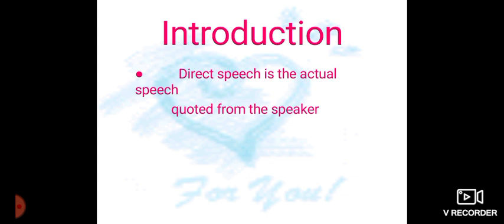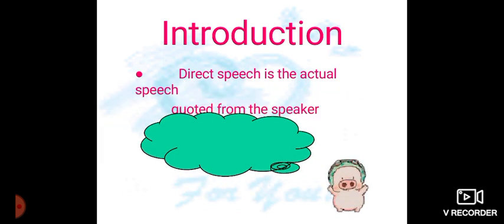First, we can see what is meant by direct speech. Direct speech is the actual speech of a speaker. It is quoted from the speaker. It always comes between quotation marks. Direct speech is when the exact words that have been said by a person are written down inside inverted commas. Inverted commas go before and after a direct speech. They surround what was said by the speaker. That is called direct speech.